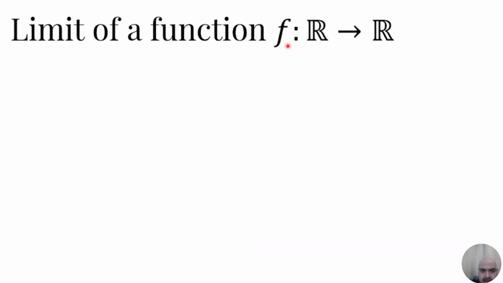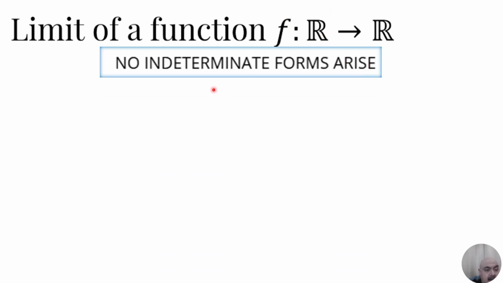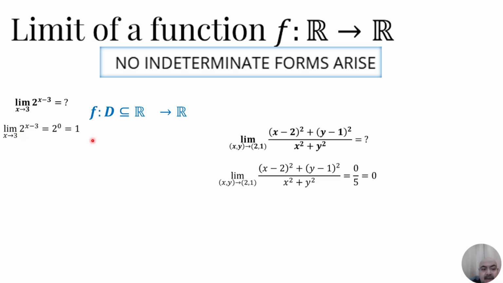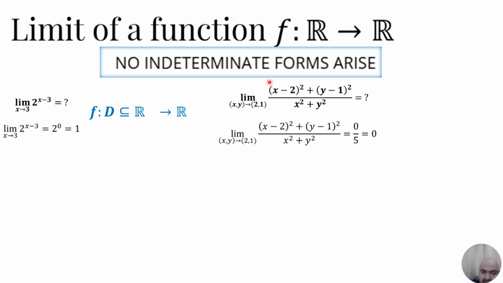So, the limit of a function f from R into R. In the case where no indeterminate forms arise, this is going to be really very simple. So if I am dealing with the domain of R to R, like this problem, limit x tends to 0 of 2 to the power of x minus 3, once you make the substitution, you will have no problem because you will have 2 to the power of 0, which is 1. Similarly, for functions of several variables like this one, if you make the substitution replacing x and y everywhere by 2 and 1, you will also have a defined value. So I have no problem with that.